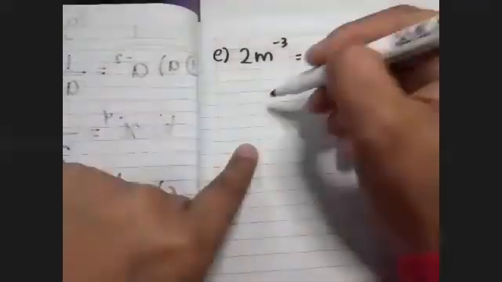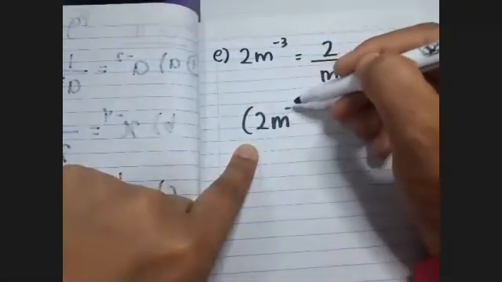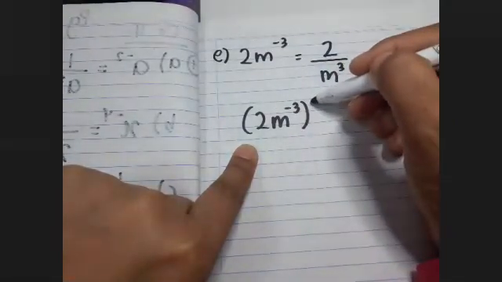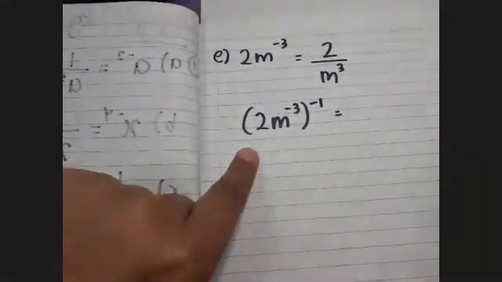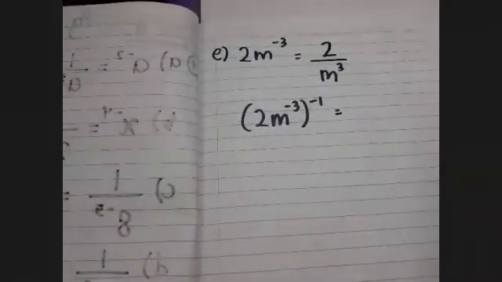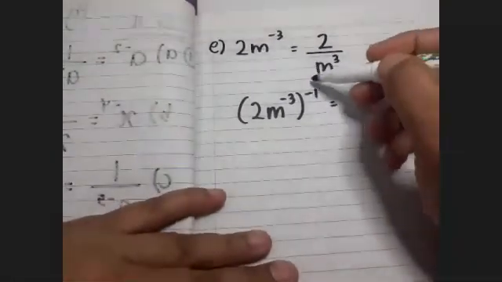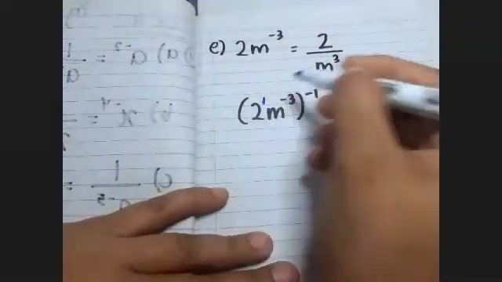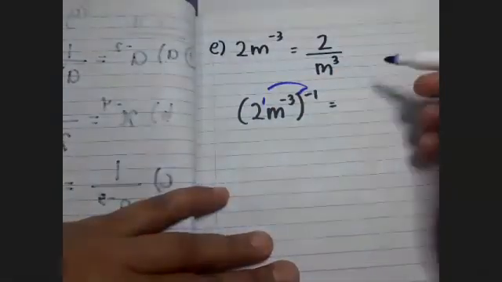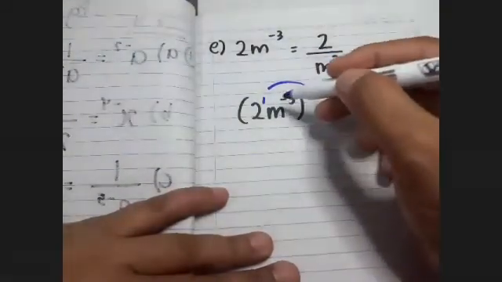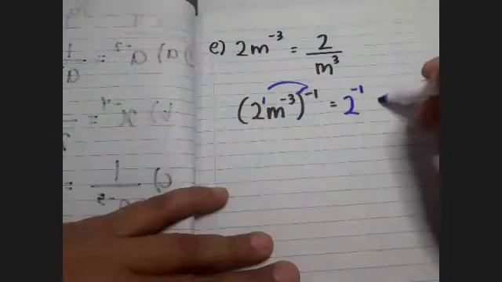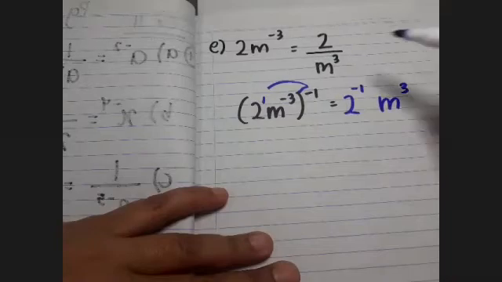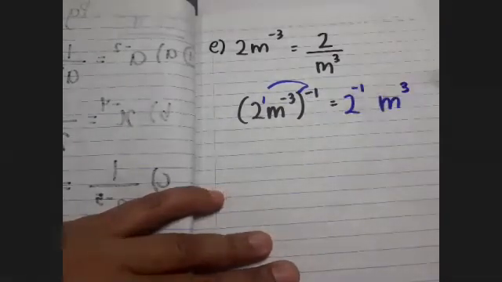Okay, let's say I have 2m power of negative 3, all to the power of negative 1. How to solve this question? When there is a bracket, we multiply the powers. This is power of 1, so we multiply. 2 multiply 1, 1 multiply negative 1, negative 1. M power of negative 3 multiply negative 1, negative negative is positive, 3 multiply 1, 3.